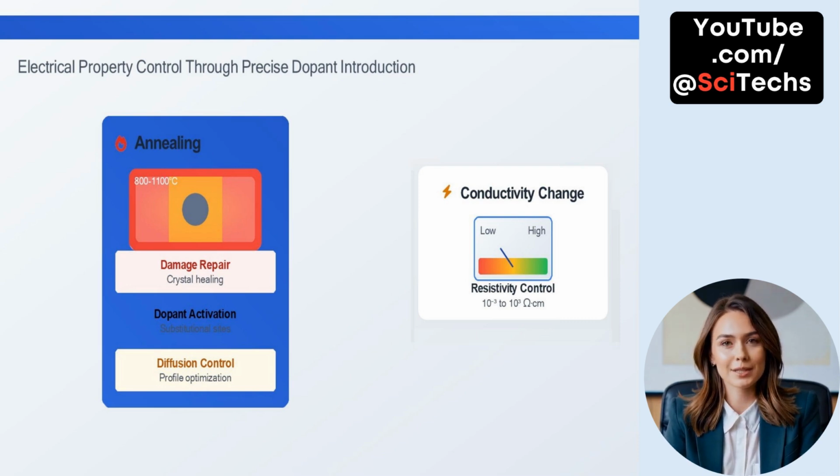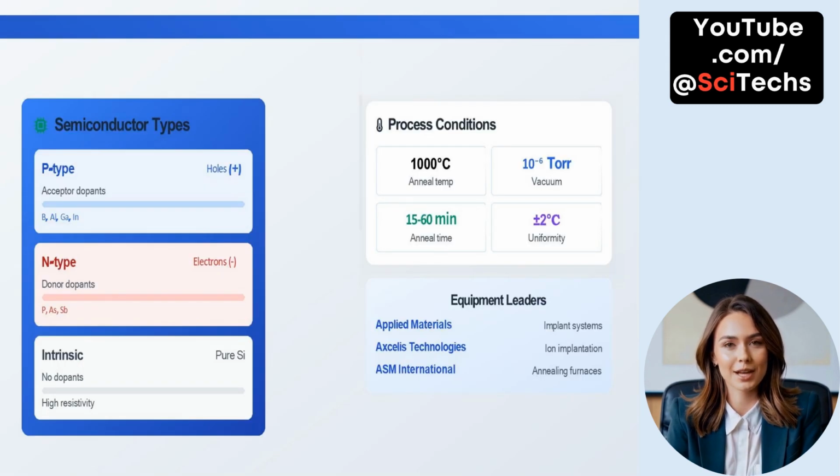This process directly affects the material's electrical conductivity. As dopants become electrically active, resistivity changes dramatically. Effective annealing allows engineers to fine-tune resistivity across a wide range, from highly conductive at 10^-3 ohm centimeters to very resistive at 10^3 ohm centimeters, providing critical control over semiconductor functionality and device behavior. Semiconductor types and process conditions.